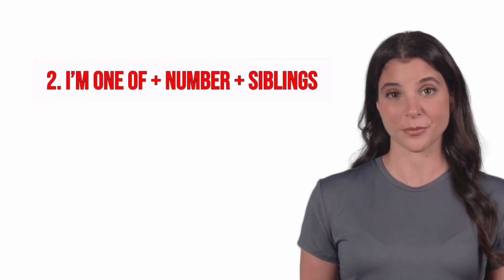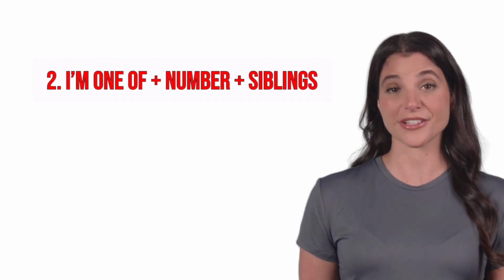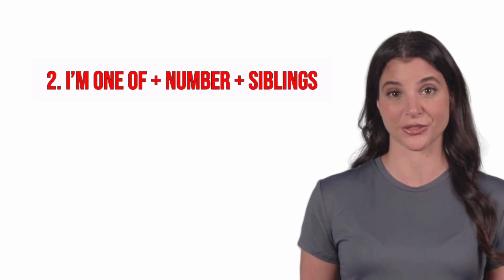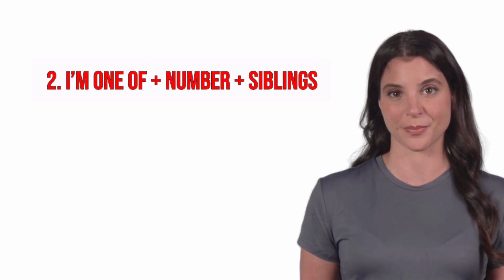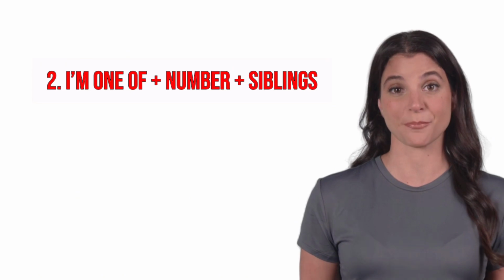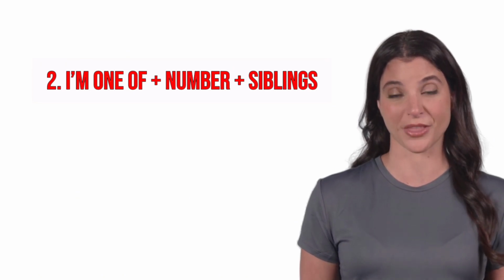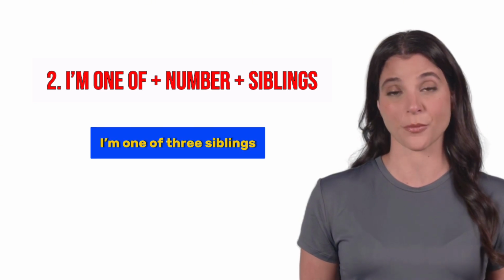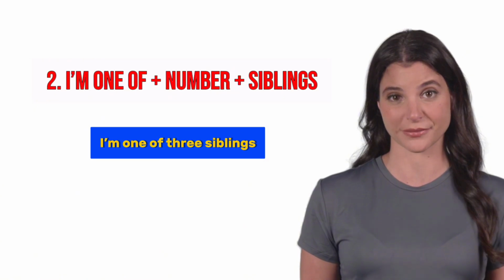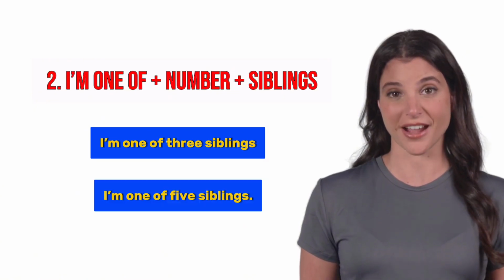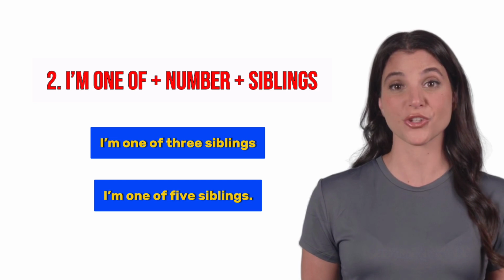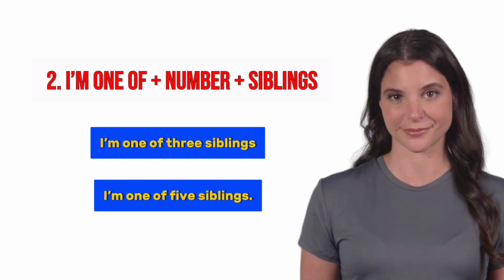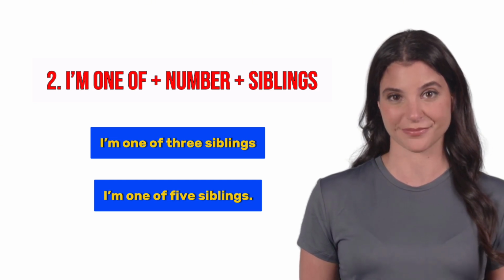Structure 2. I'm one of plus number plus siblings. This structure is useful to say how many children there are in your family. The word siblings means brothers and sisters together, without saying the gender. Examples. I'm one of 3 siblings. Means that you have 2 brothers or sisters. I'm one of 5 siblings. Means that you come from a big family. You have 4 brothers or sisters.